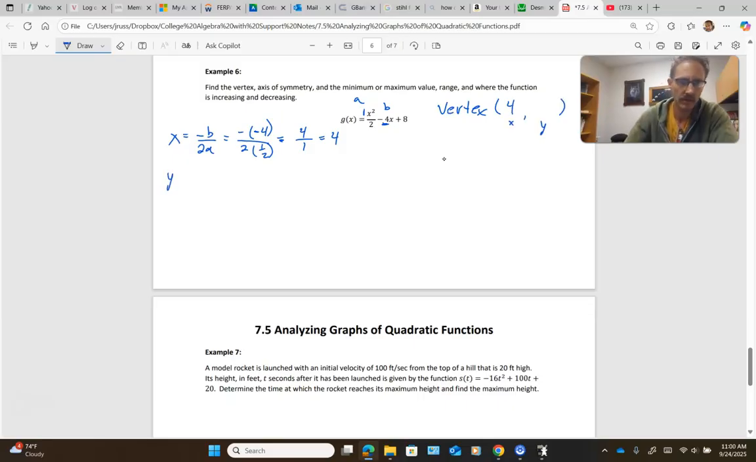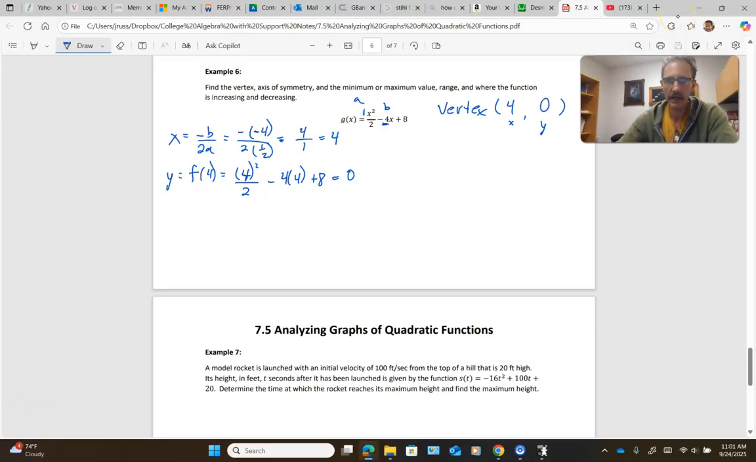Now we'll find the y-coordinate the same way. We'll just plug 4 into the function. So we'll have, that would be 4 squared over 2 minus 4 times 4 plus 8. And I'm going to do this one in my head. 4 squared is 16 divided by 2 would be 8. With this 8 is 16. And then this here in the middle will be negative 16. So a positive and a negative 16 is actually 0. Okay.